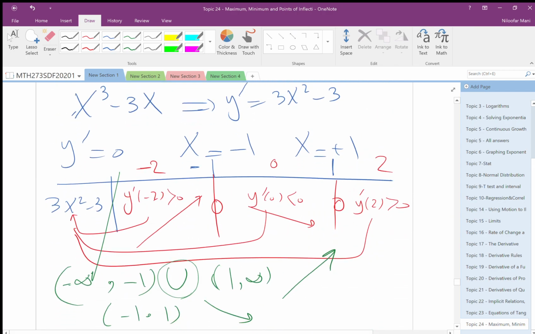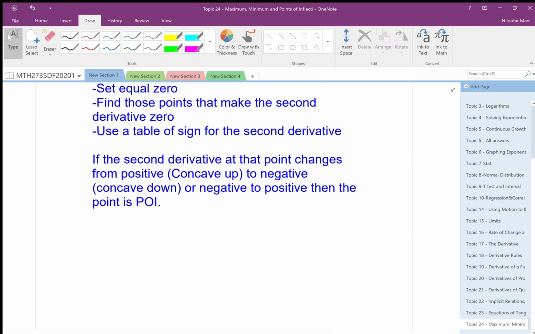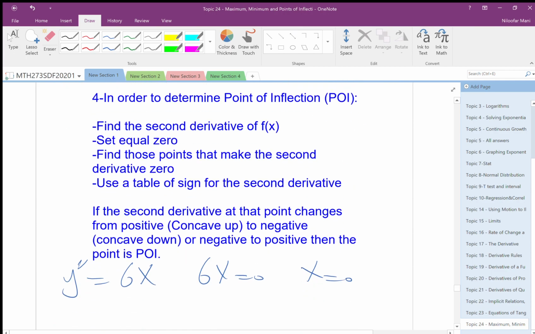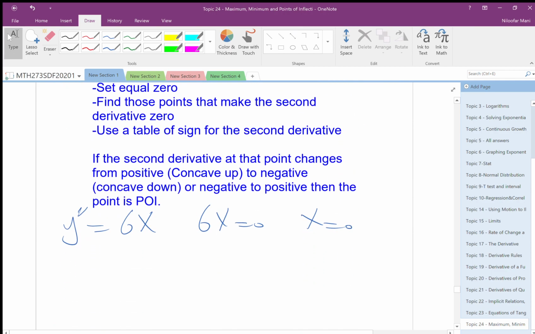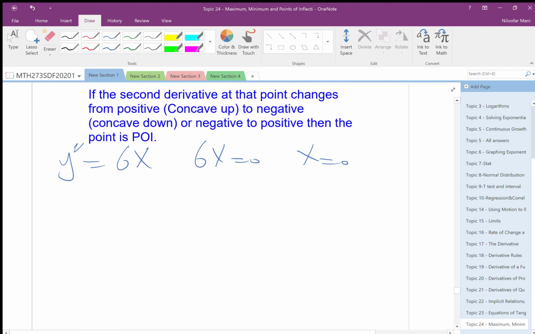Point of inflection. For point of inflection, I do the second derivative. What is the second derivative here? 6x. So 6x equals 0, x equals 0. If I put x equals 0, what was my original function? My original function is y equals x cubed minus 3x. So if I put x equals 0 there, y is 0 as well.